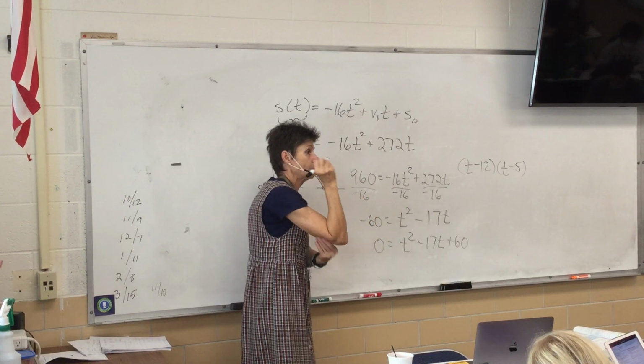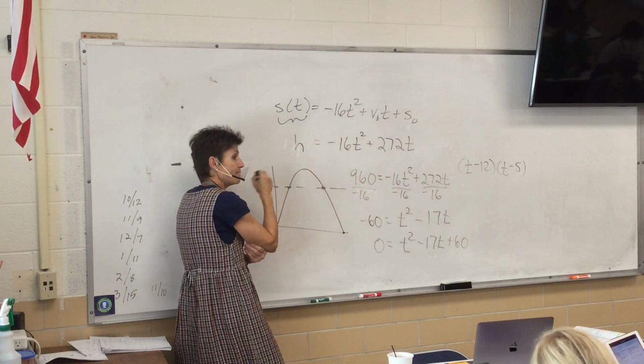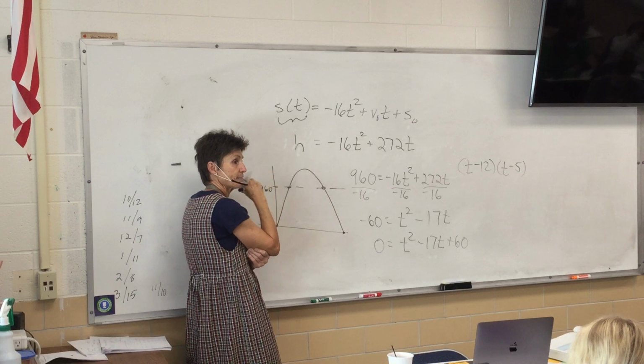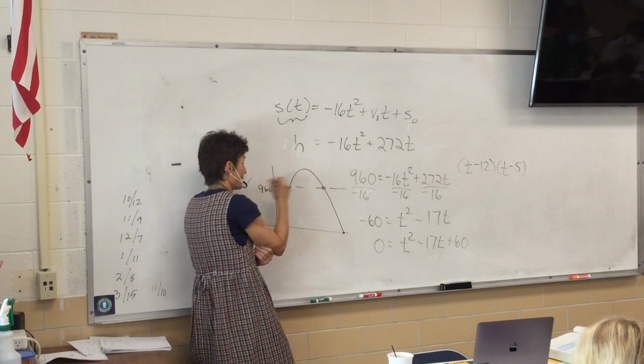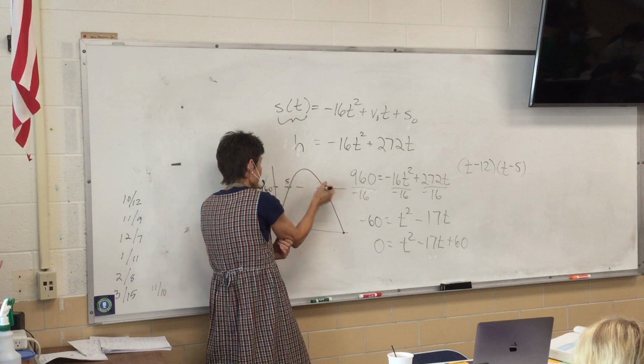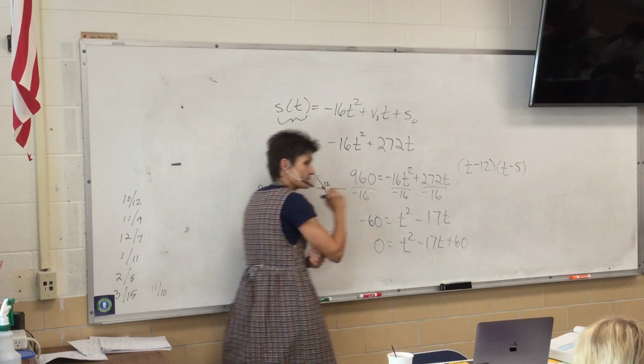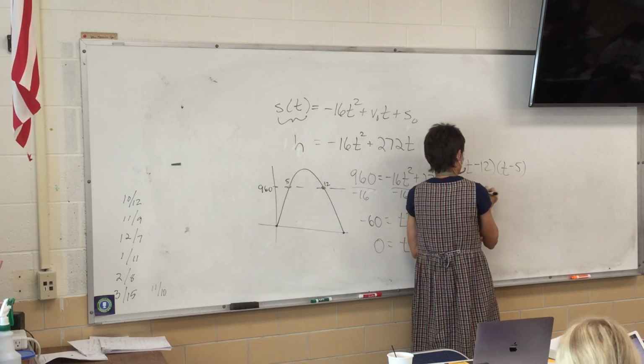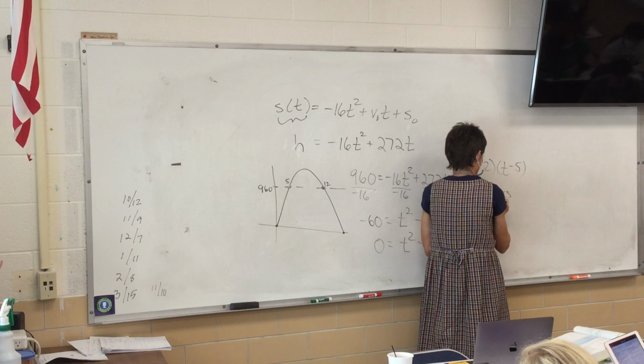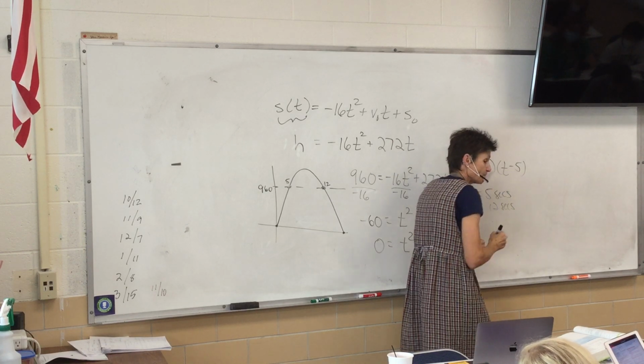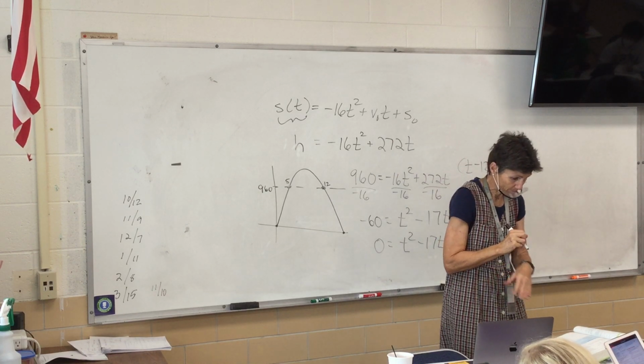So what does that mean? When is the ball 960 feet above the ground? At 5 seconds and at 12 seconds, right? So that's the answer to the first part of the problem.